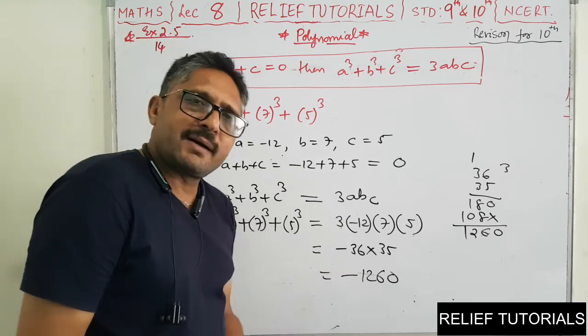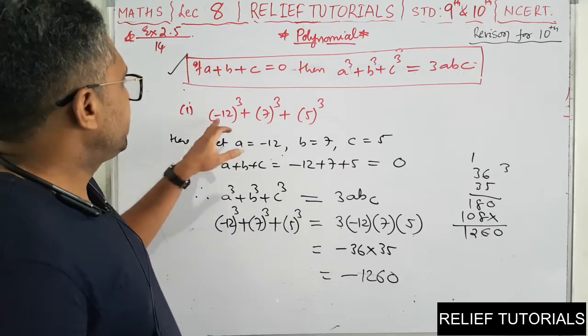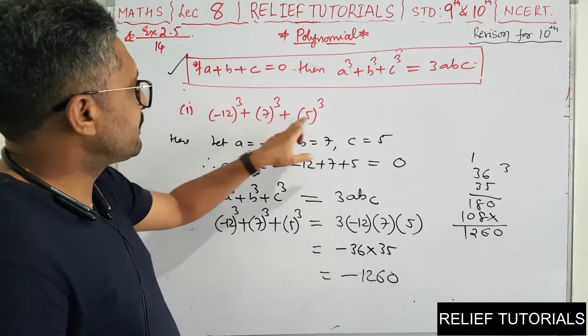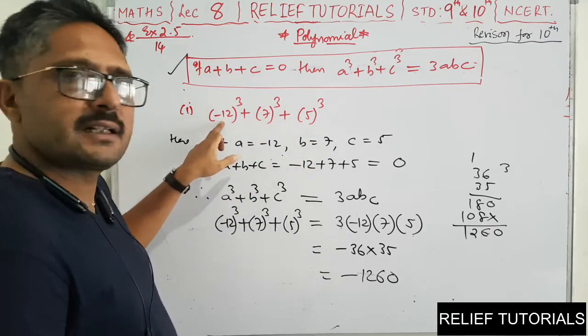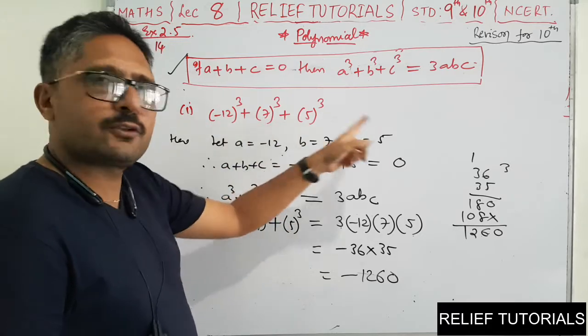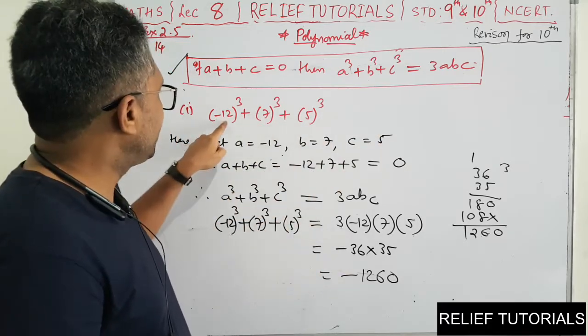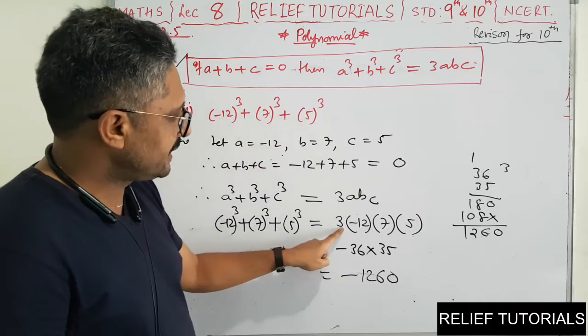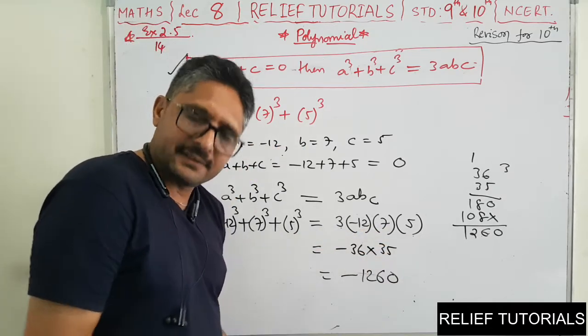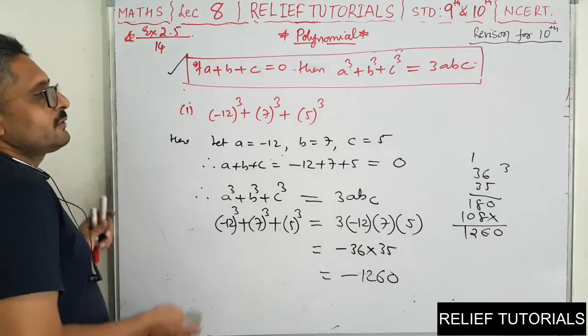So this is to acquire the marks, but if you want to find the sum of cubes of these three things, then you have to get 7 plus 5, 12. 12 minus 12, 0. So a plus b plus c is 0. Then a cube plus b cube plus c cube will be 3abc. That is 3 into minus 12 into 7 into 5. That will be your answer. Got it?